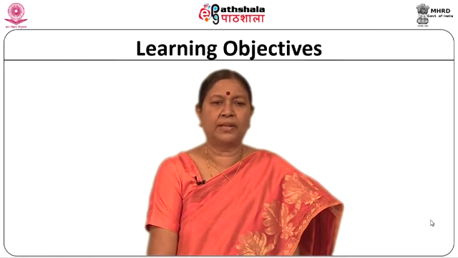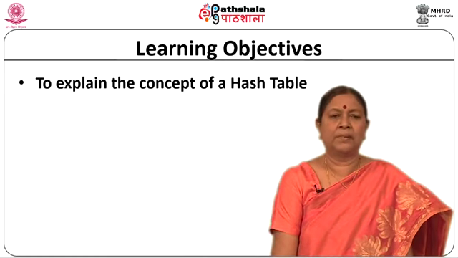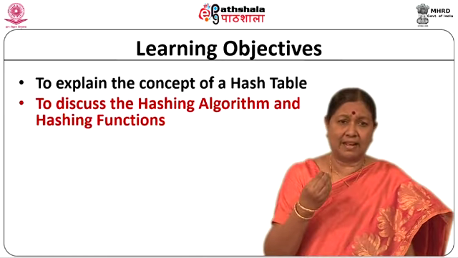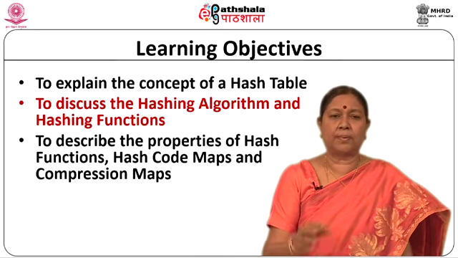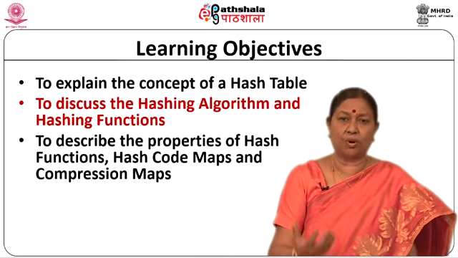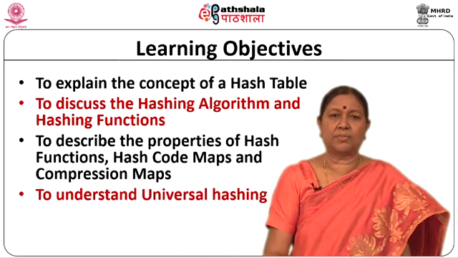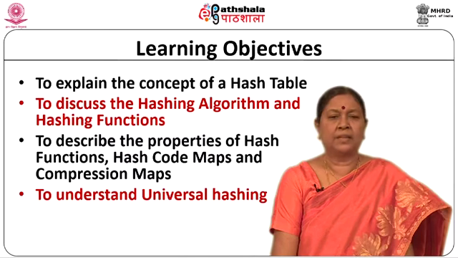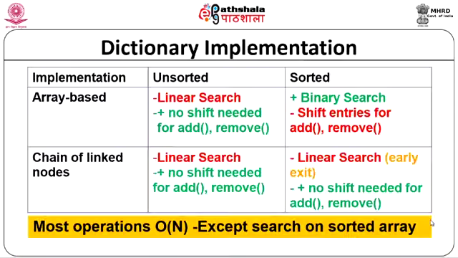These are the people responsible for the creation of this module, and the learning objectives of this module are the following: to explain the concept of a hash table, what is the meaning of a hash table, to discuss the hashing algorithms and hashing functions generally, and then we are going to talk about the properties of hash functions, hash code maps and compression maps, and finally we are going to understand the concept of universal hashing. The keywords associated with this module are hash table, hash function and universal hashing.